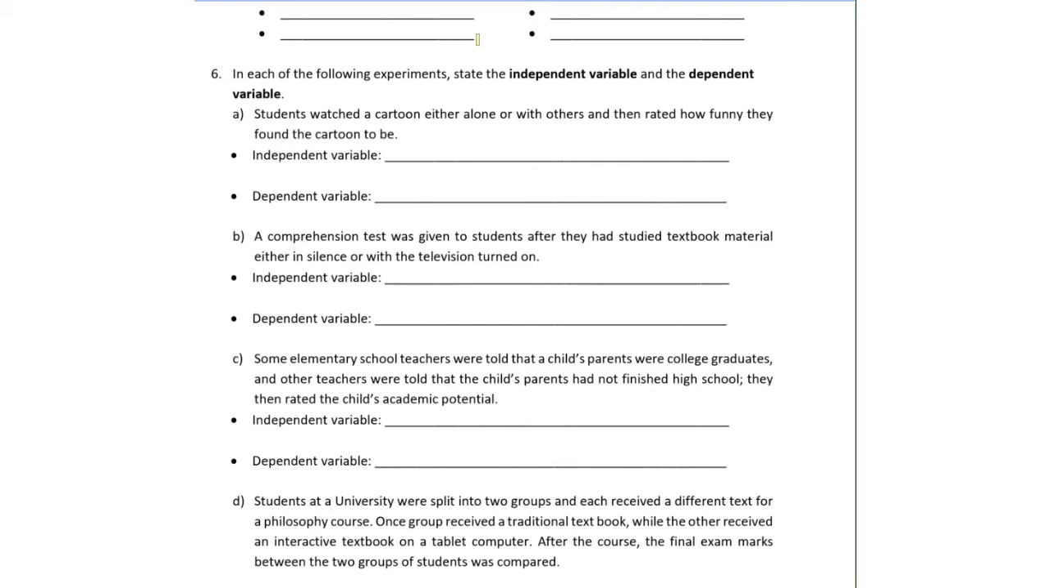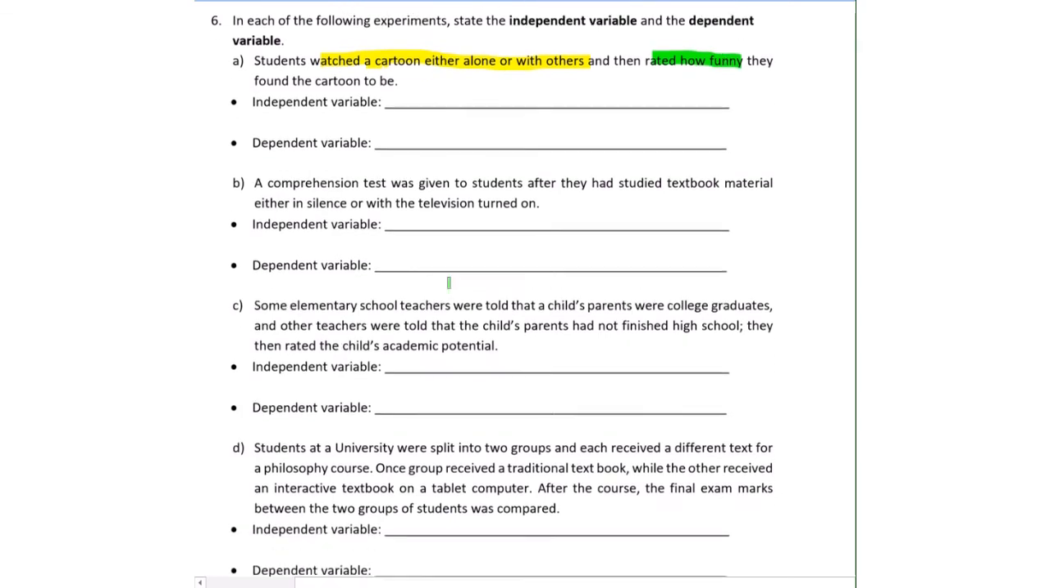Students watch a cartoon either alone or with others and then rate how funny they found the cartoon to be. So here the independent variable, the one that you are going to be changing, would be whether they watch the cartoon alone or with others. So you can put that in here. I'm just going to stick with highlight. It's a little bit quicker over here. And then the dependent variable would be the rating of how funny they found the video.